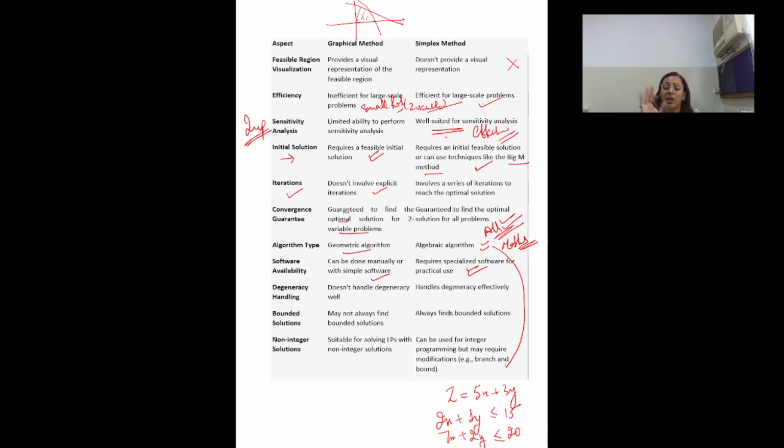Degeneracy handling, no, the graphic method will not handle your degeneracy, but once your answer requires readjustment, the simplex method will help you in handling degeneracy effectively. If I'm talking about the next point, that's bounded solutions. It may not always find the bounded solution. No, you are not able to find the exact solution in the graphic method, but the simplex always helps in finding your bounded solution. Non-integral solutions, it is not at all solving LPs with non-integral solutions. Whenever there are non-integral values, you can't use the graphic method.